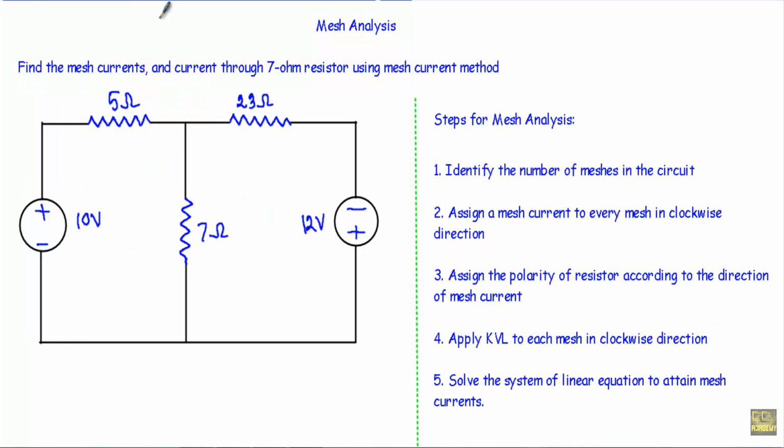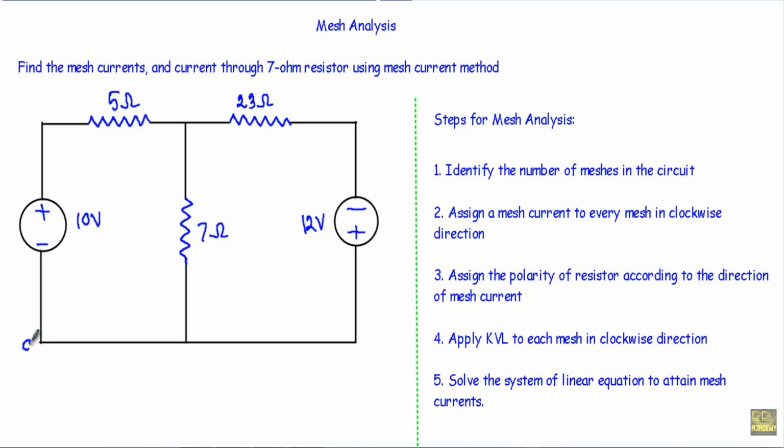Now let me show you an example of mesh analysis. Find the mesh currents and the current through 7 ohm resistor using mesh current method. I have to find the mesh currents in this circuit and the current through this 7 ohm resistor. These are the steps I will follow to perform mesh analysis in a circuit. First one is that identify the number of meshes in the circuit.